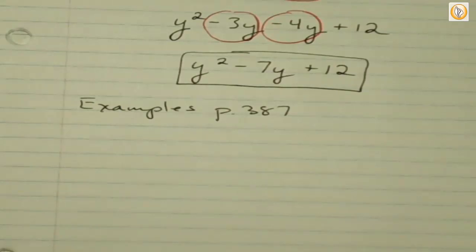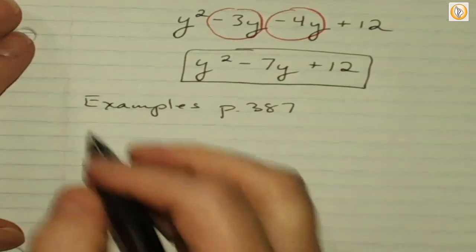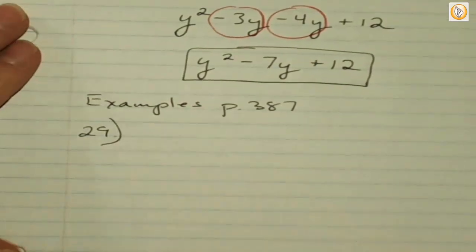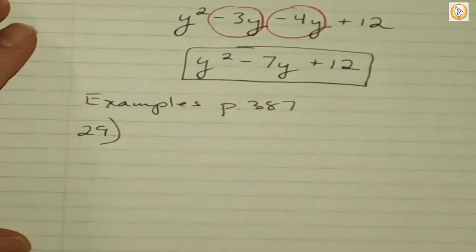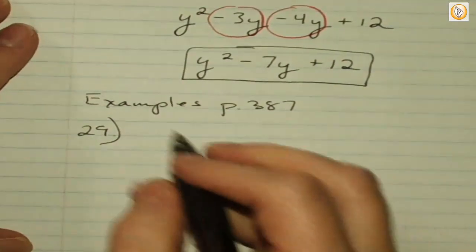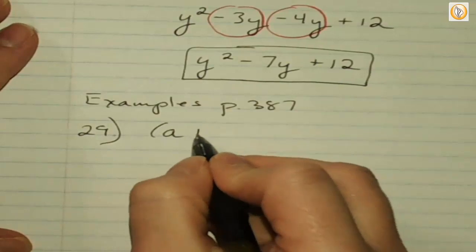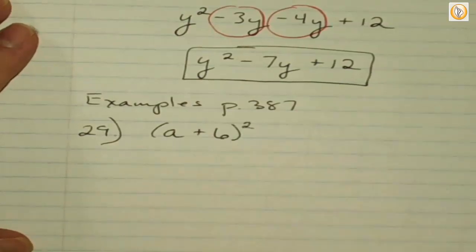Notice I said 387. Look at number 29. Here you go, Gabby. This is what you texted me about. It is a plus 6 squared.